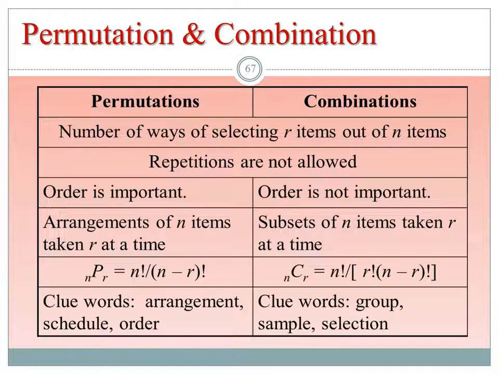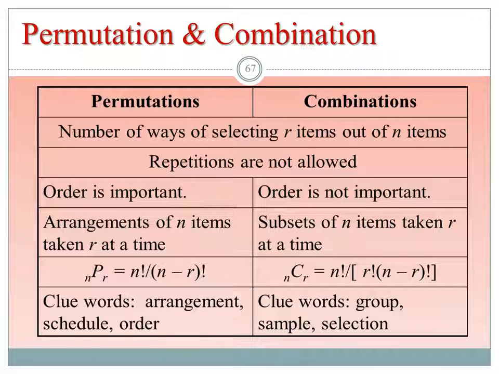All right, so this is the identification of permutation and combination. Both are the number of ways of selecting r items out of n items, and repetition is not allowed. In the permutation case order is important, but in the combination case order is not important, just selection. Permutation means an arrangement of n items taken r at a time, and combination means a subset of n items taken r at a time.